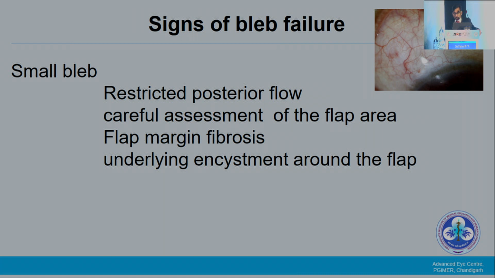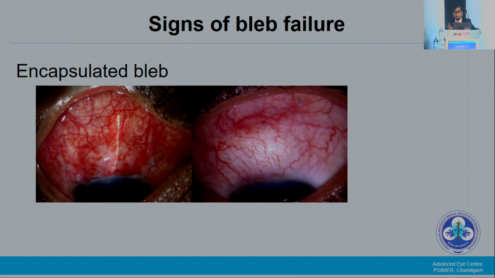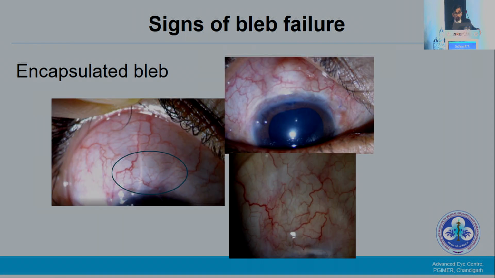Then the next is the other features, like the encapsulated bleb, which I already mentioned. In the first picture, the encapsulation started in the first week itself. In the second picture, at 2 weeks post-operatively, encapsulation has already started. So you have to think about treating these causes, along with reducing the IOP if it has risen. Encapsulation can happen later also, in the intermediate to late phase. In this case, around 6 to 8 weeks, the encapsulation has started and the IOP started rising slowly.